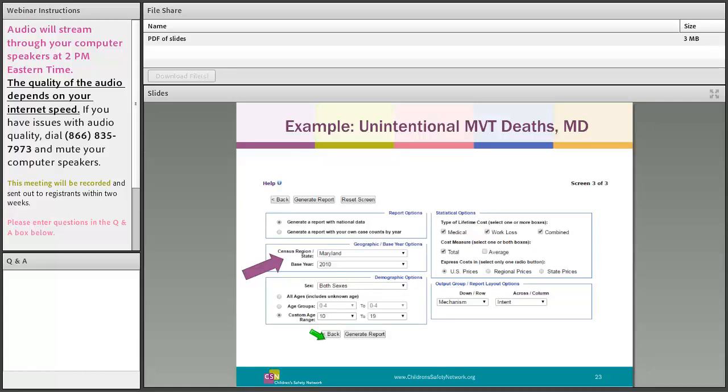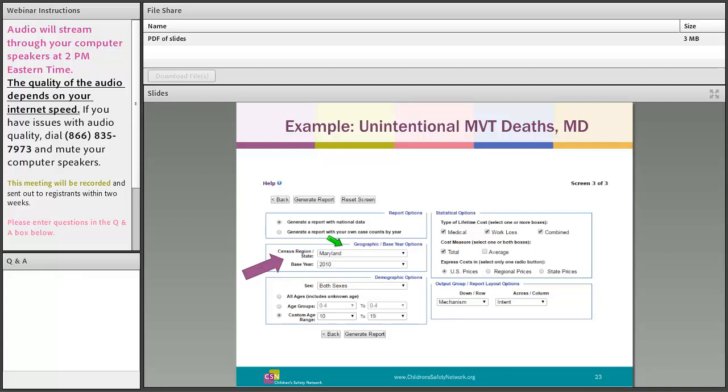So we focused there on, so that previous report was a national report, the cost for 10 to 19-year-olds of unintentional motor vehicle deaths nationally. The module also allows for geographic-based descriptions. And here, if you assume you were within a single session and you move back to screen 3, the assumptions or the choices you made in screens 1 and 2 still apply, and you can modify your cost report request to select a specific state.